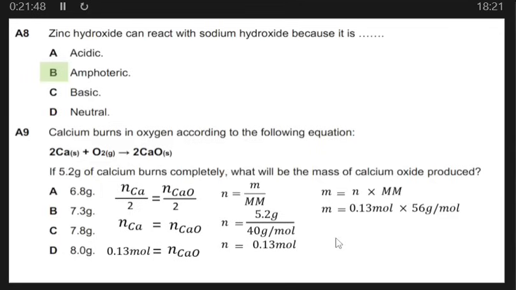The mole units will cancel, and you remain with grams. So mass is going to be 7.28 grams. Then, since whatever we are given here is to 1 decimal place, we also round this to 1 decimal place. So mass is equal to 7.3 grams, which means our answer is B.